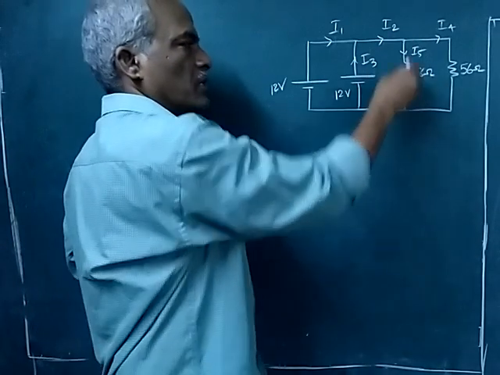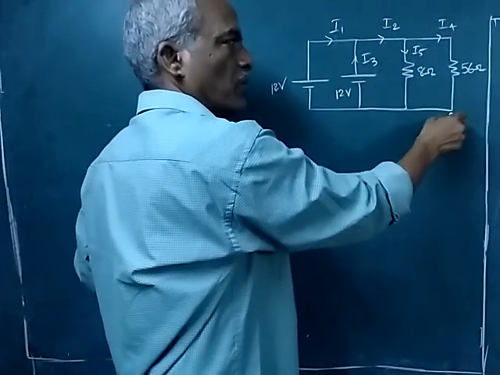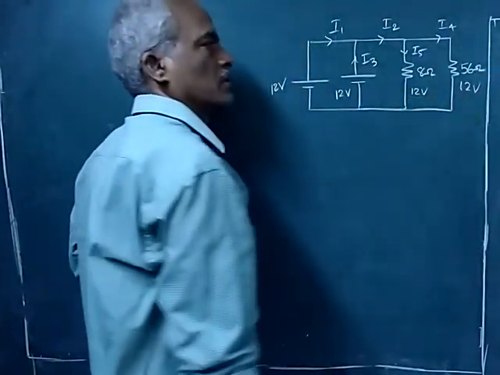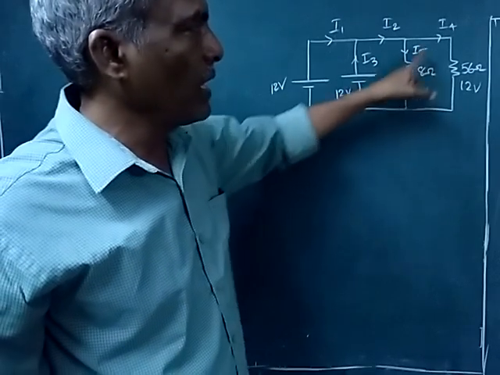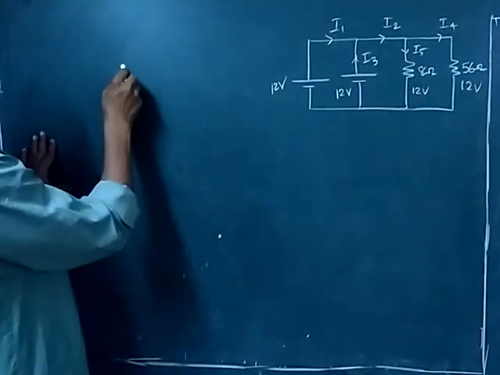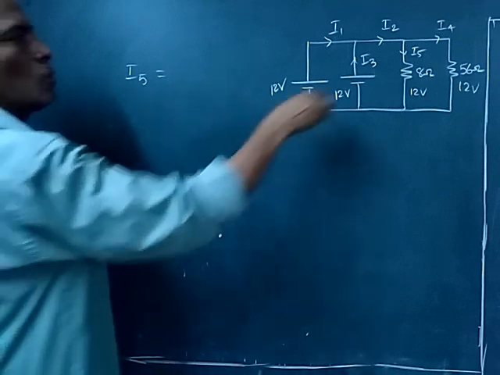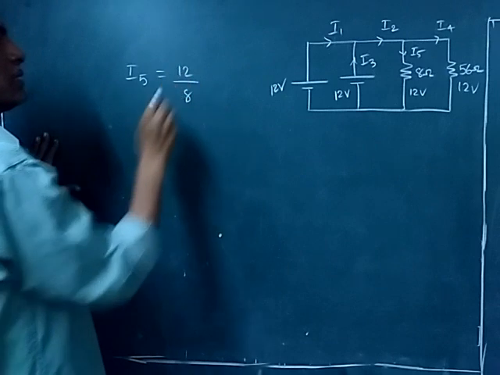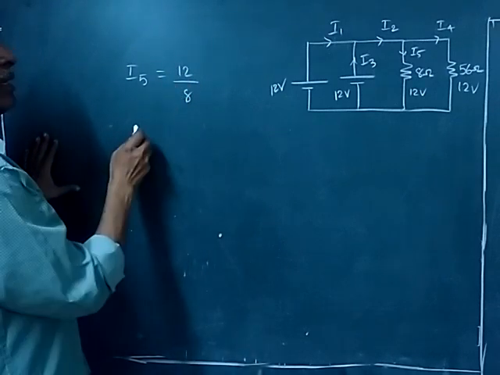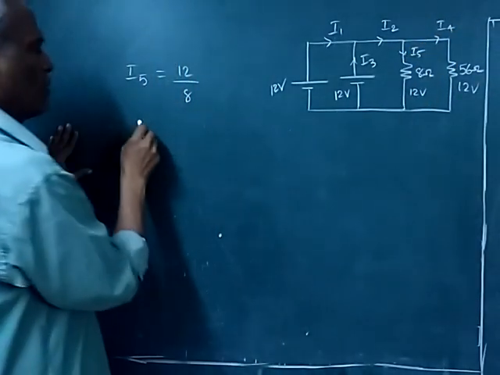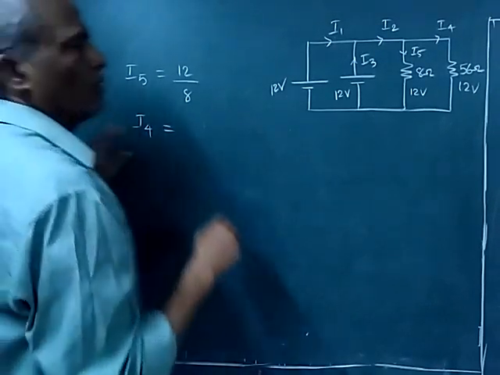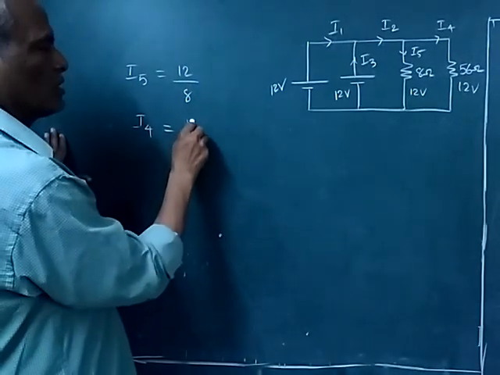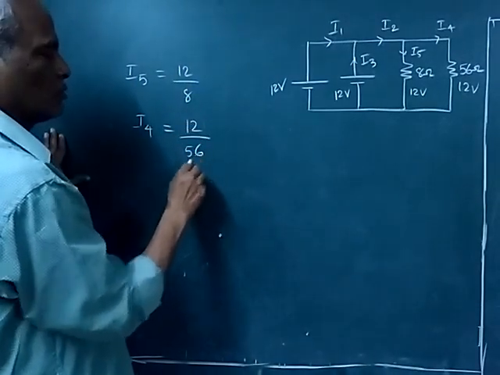So between this point and this point it is 12 volts, and between this point and this point it is 12 volts. So here we have 12 volts, here also we have 12 volts. Therefore we can find I5 and I4. Now what is I5? I5 is the current through 8 ohms. So the voltage is 12 divided by the resistance R. Now I want I4. So I4 is, the voltage is 12 volts and the resistance is 56 ohms.